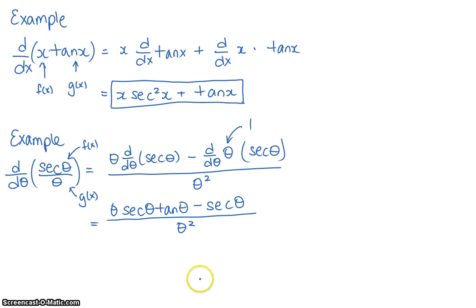Now, if you can simplify, it's ideal to do that. In this case, we could factor out a secant theta: theta tan theta minus 1. There are no other identities or anything else we can factor out, so that's fine.